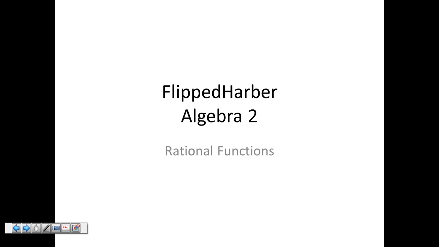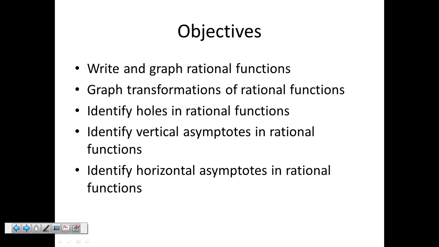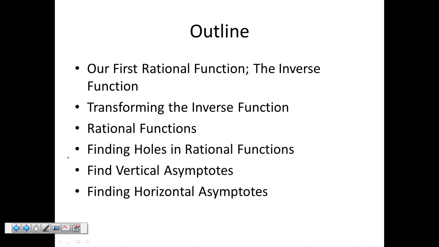In this video, we're going to talk about rational functions. Our objectives for this lesson are to look at how to write and graph rational functions, how to graph transformations of a really simple rational function. We're going to identify holes in the graphs of rational functions, as well as identify where vertical asymptotes in rational functions occur. And then we're going to end by learning how to identify where the horizontal asymptotes in rational functions are. Our outline for this video, we're going to start by talking about our first rational function, the inverse function.